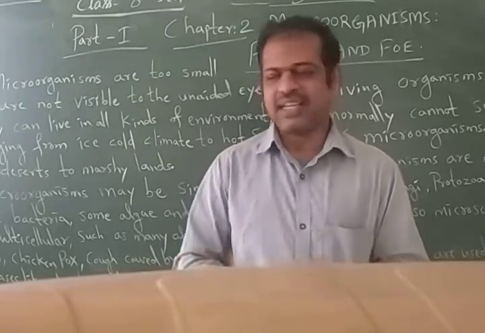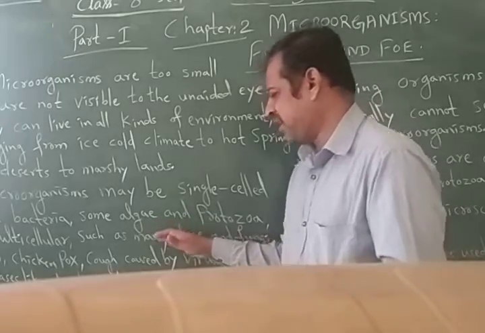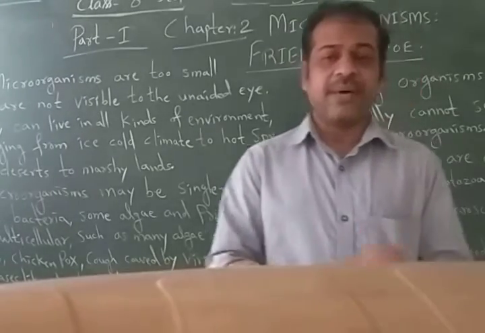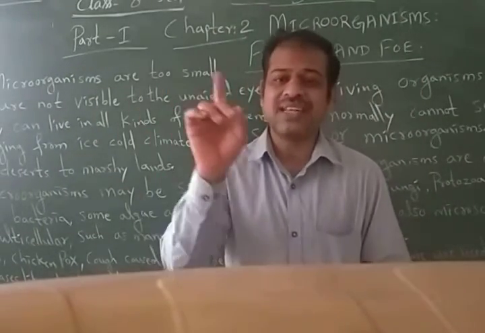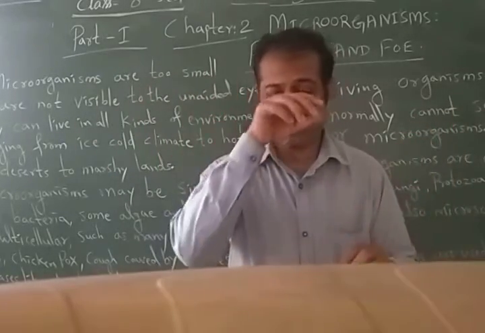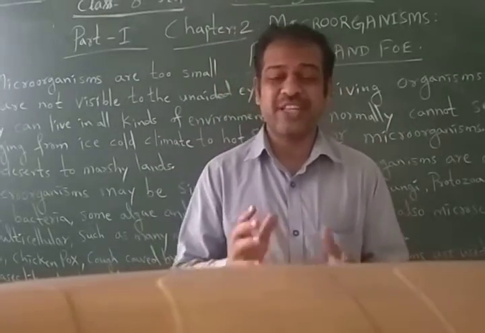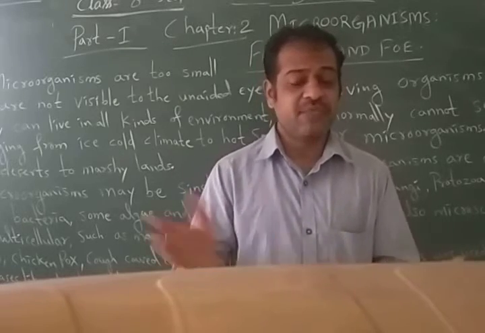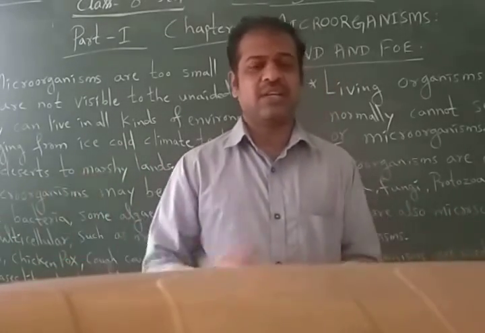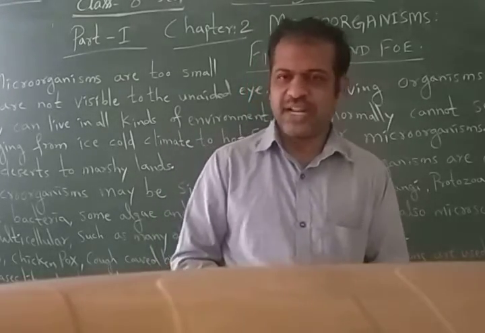Students, here we come to know that some microorganisms are unicellular. What do you mean by unicellular? Unicellular means microorganisms made up of only one cell, or single cell. Single cell microorganisms are known as unicellular microorganisms. If the microorganisms are made up of many cells, two or more cells, they are known as multicellular microorganisms.